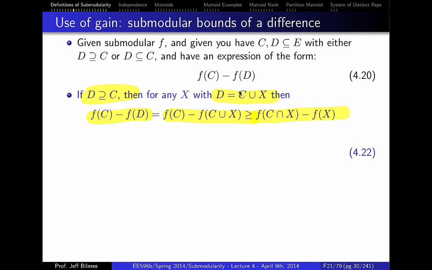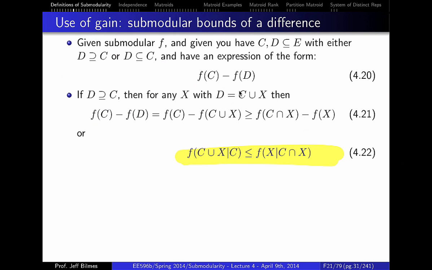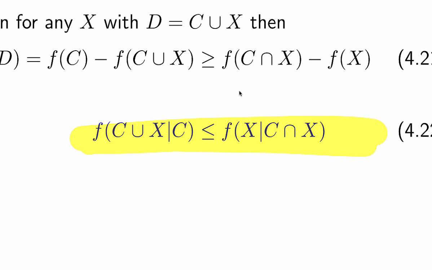Okay? So that's a nice lower bound of the difference, thanks to submodular concave. We can write this using gain notation. And this is an interesting looking equation, which actually turns out to also define submodularity. It's basically f of C union x given C is less than or equal to f of x given C intersect x. So in some sense it says, given C, the newness of x considered in the context of C is never more than the newness of x by itself in the context of the intersection between C and x.